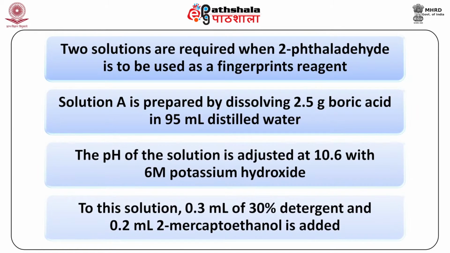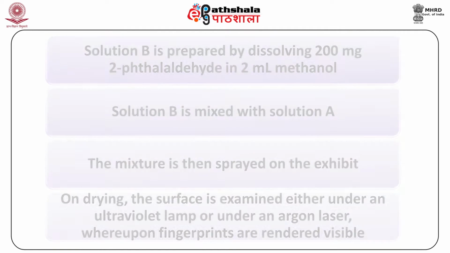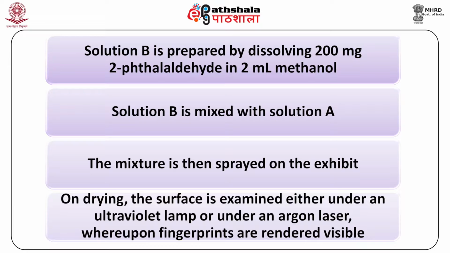Two solutions are required when 2-phthaldehyde is to be used as a fingerprint reagent. Solution A is prepared by dissolving 2.5 gram boric acid in 95 ml distilled water. The pH of the solution is adjusted to 10.6 with 6 N potassium hydroxide. To the solution, 0.3 ml of 30% detergent and 0.2 ml 2-mercaptoethanol is added. Solution B is prepared by dissolving 200 mg 2-phthaldehyde in 2 ml methanol.